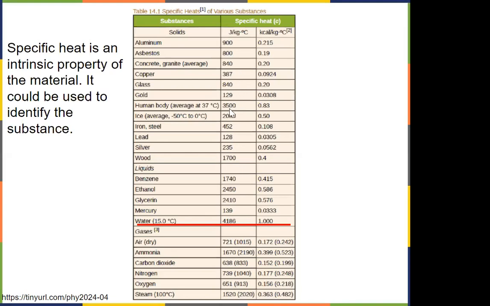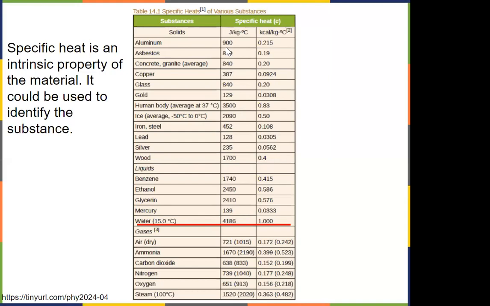Now, most of our human body is water, so that's why its value is very close to water, 3500. Ice, the other form of water, is 2090. This is the solid form, and it has a smaller value. In general, liquid will have more heat capacity than solid. For example, water is this one, and ice is that one, and the same goes for other substances.